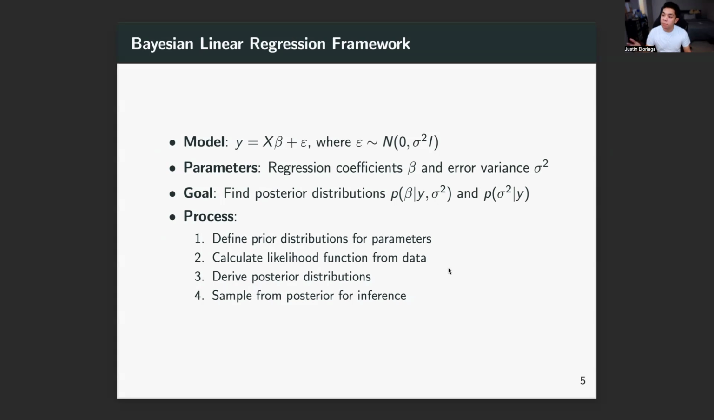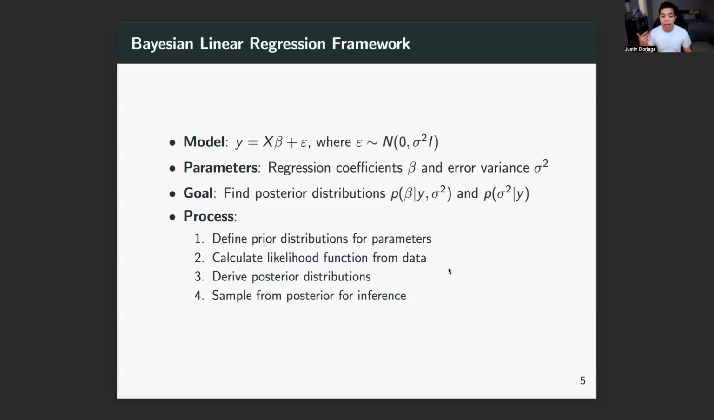And the process by which we do this involves our typical Bayesian methodology. It starts by introducing a prior. We need to define prior distributions for parameters, and in doing so, define hyperparameters that will govern the prior distribution as well.